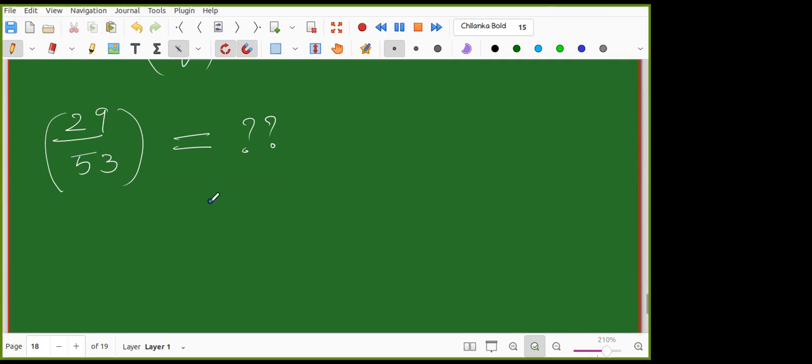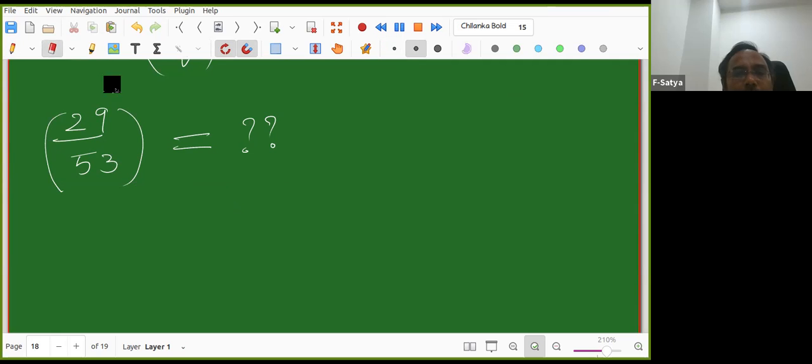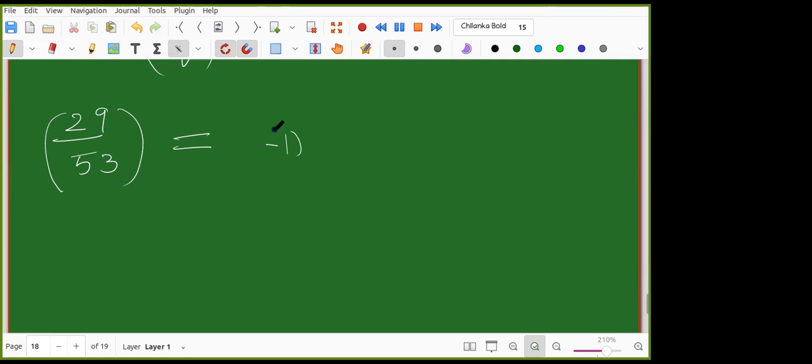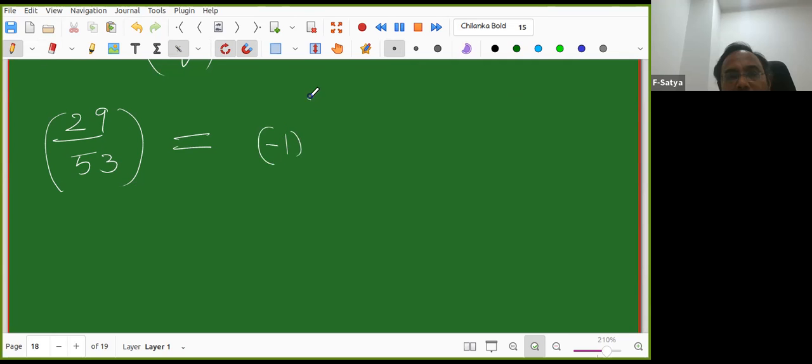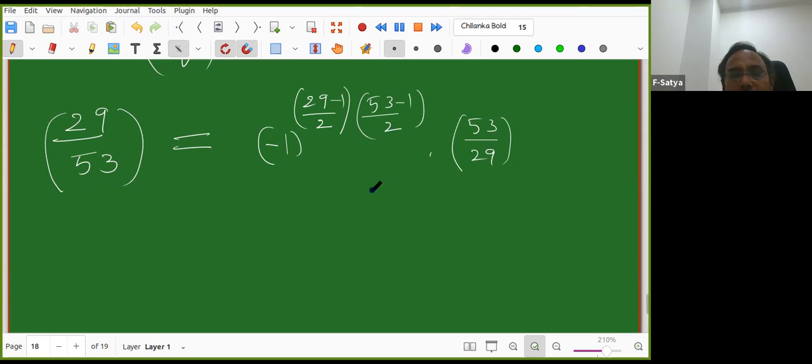So we can just flip this symbol. For flipping, what do we need to do? At least one should be of the form 4k plus 1. So this is (-1) raised to 29 minus 1 by 2 into 53 minus 1 by 2, the product of these two, into 53 by 29, right? Now tell me what is this answer?